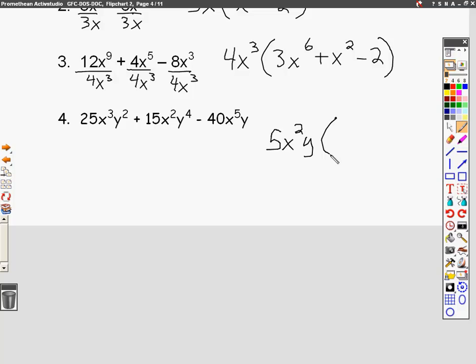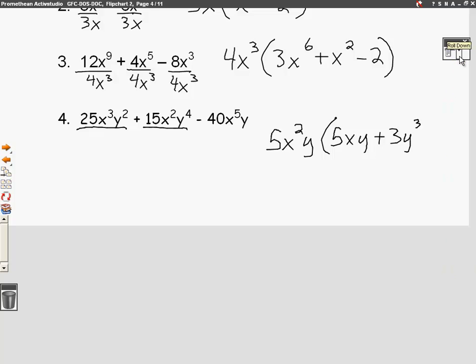Okay, so I'm going to do my divisions. The first one, 25 divided by 5 is 5. And x's, I have x to the 1 power. And then y's, I have 2 minus 1 is y to the 1. So I have 5x to the 1, y to the 1. Okay? And then plus, now I do this one. 15 divided by 5 is 3. And then my x's, 2 minus 2 is 0. That cancels out and goes away. Then my y's, 4 minus 1 is y to the 3.